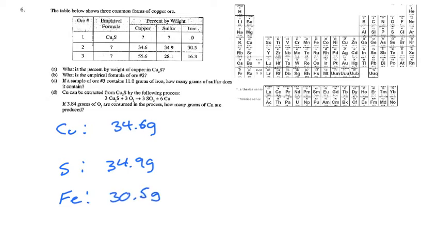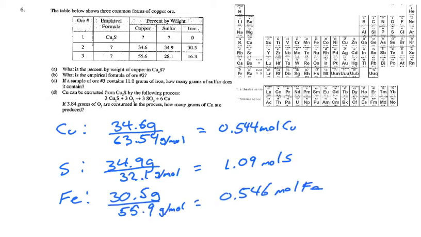And the iron is going to be 30.5 grams. We're going to convert them all to moles, so we're going to divide by copper's molar mass, which was 63.54, sulfur's molar mass, and the iron's molar mass. So there we go. We divided by the molar masses for all of them. I got 0.544 moles of copper, 1.09 moles of sulfur, and 0.546 moles of iron.